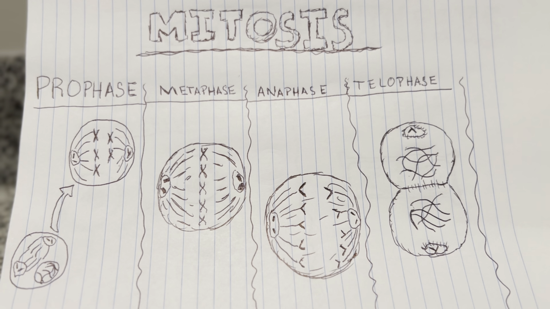And then next we have anaphase. Anaphase, a way to remember: ana, a, away. At this point, the chromosomes split and they start to move away from the center of the cell, each to their respective sides.